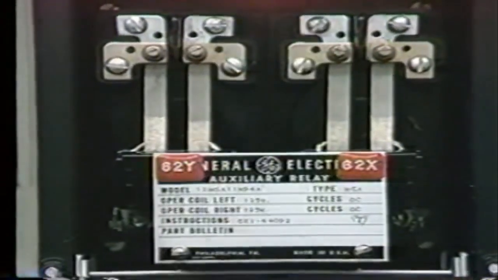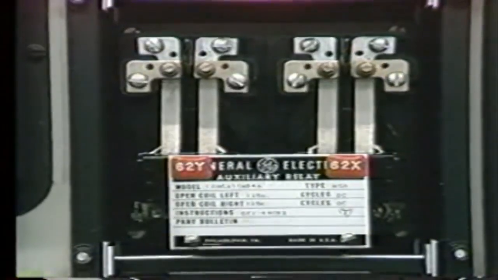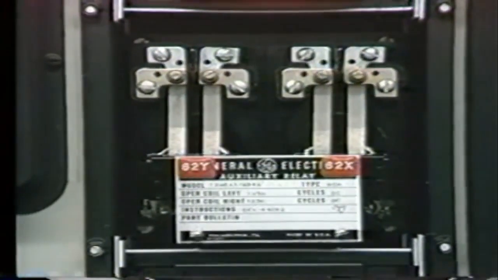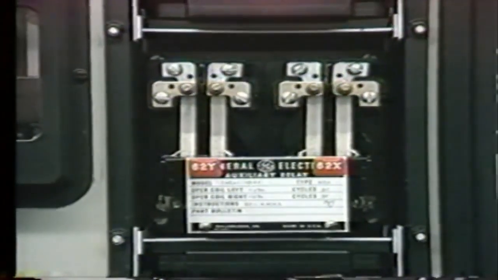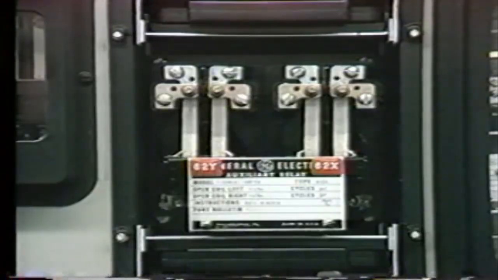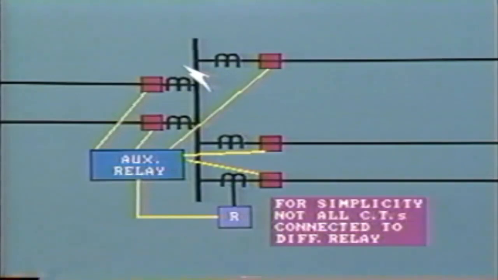You'll find a large number of auxiliary relays installed on every power system. For example, in protection schemes, auxiliary relays are often used to amplify the action which results from operation of protection relays. For example, supposing this bus differential relay operates due to a fault on the bus. When its contact closes, it will energize an auxiliary relay. This relay, in turn, will close a multiple set of contacts, which will result in tripping all of the breakers connected to that bus.